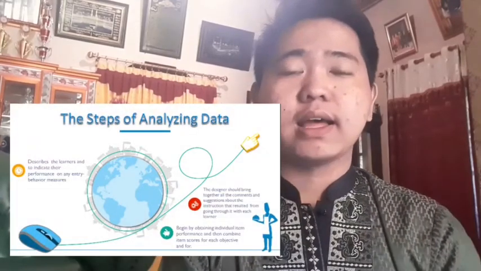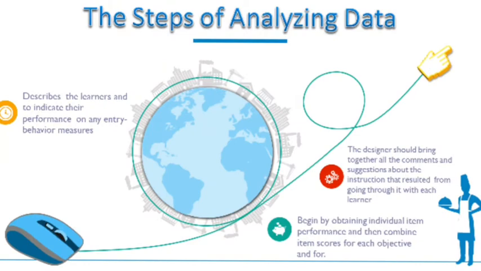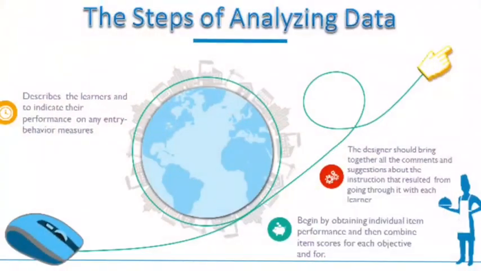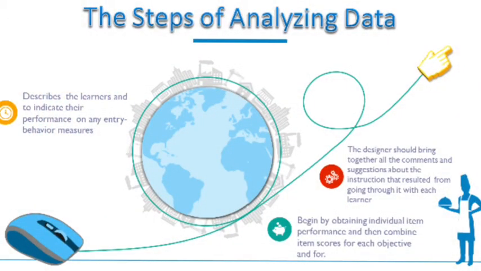Next, about the steps for analyzing data. The first is to describe the learners and indicate their performance on any entry behavior measures. The second is that the designer should bring together all the comments and suggestions about the instruction that resulted from going through it with learners. And the last is to begin by obtaining individual item performance and then combine item scores for each objective and for a total score. That is the way we can analyze the data.